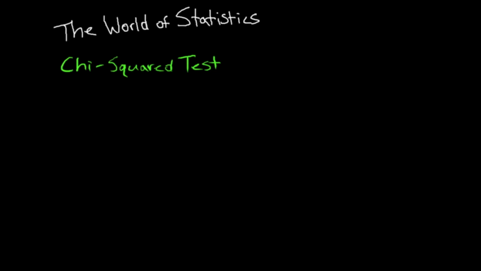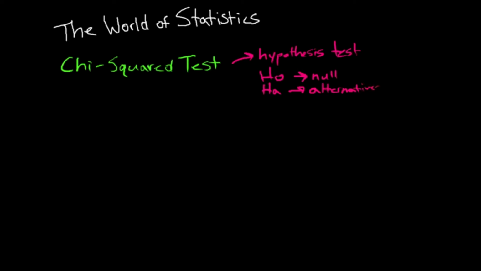So the chi-squared test is typically one version of a hypothesis test. So this is going to be using the null. So we have our H0 and we have our HA. So we're going to have our null and our alternative hypotheses. We need to make sure that we understand what's going to be the null and what's going to be the alternative.